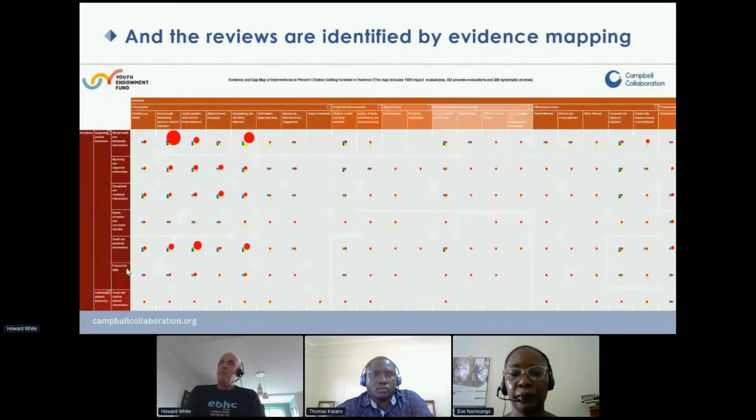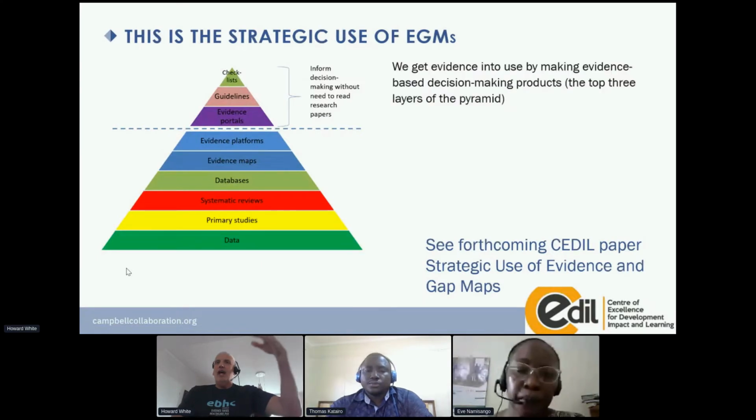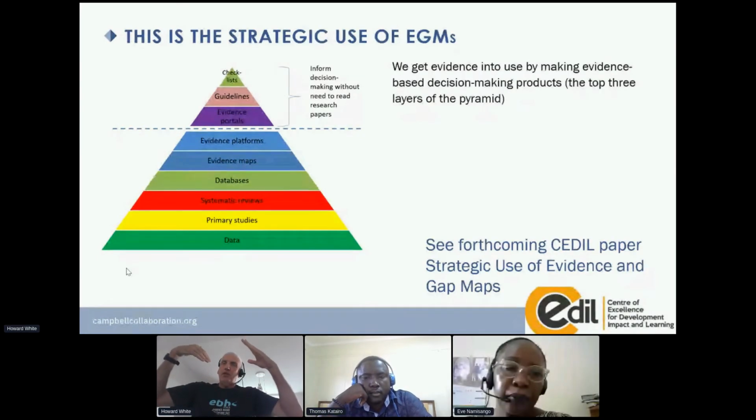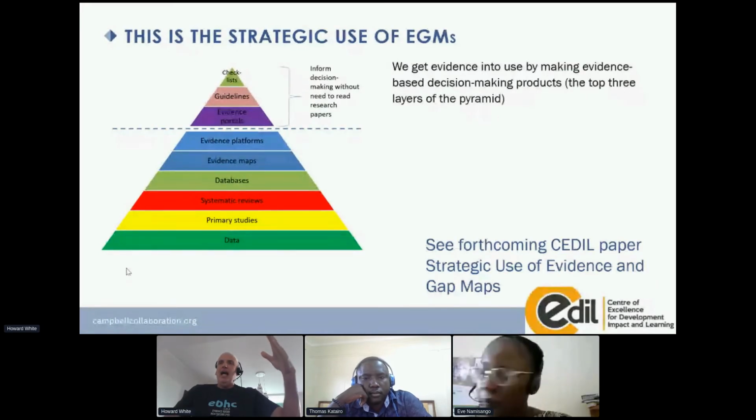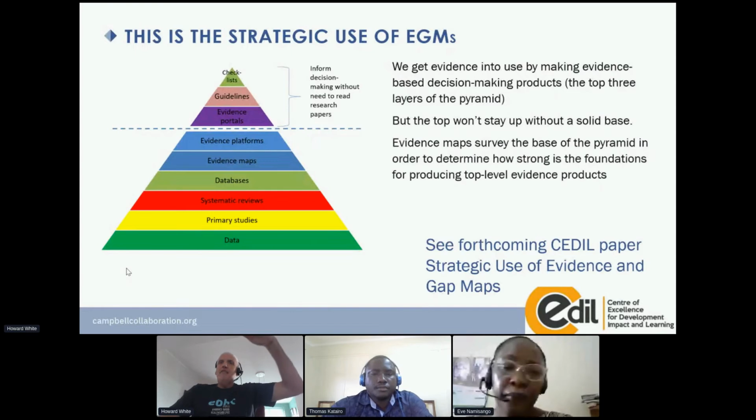We did actually do supplementary searching to look for additional reviews that might be in the scope, and sometimes found some because we'd missed them or they were more recent since we did the search. But basically, the rationale here is that this is a strategic use of EGMs that I've spoken about before, that you want to make these top level products like the toolkit, and that's based on reviews, but you need to have the reviews to do that.